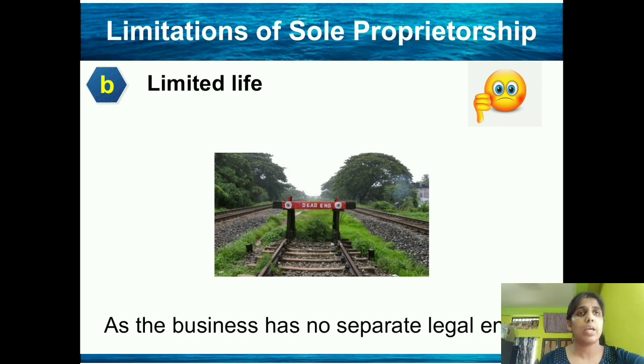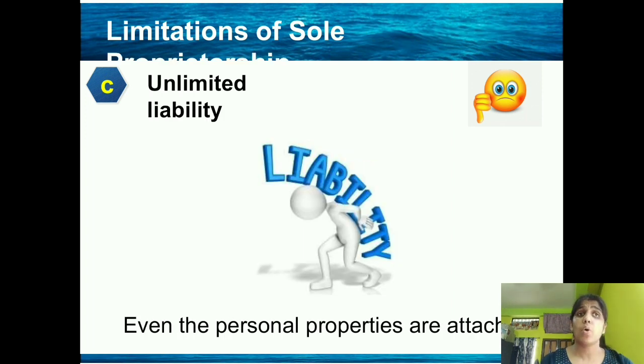Moving to the third one, we have unlimited liability. Now again, you read this. Unlimited liability means all the liabilities are in the hand of the sole proprietor. You have to bring your private property and sell it. Remember that? So this is again a drawback. How much money will you be able to bring? How much liability will you be able to take? So this is again a drawback of having a sole proprietorship.